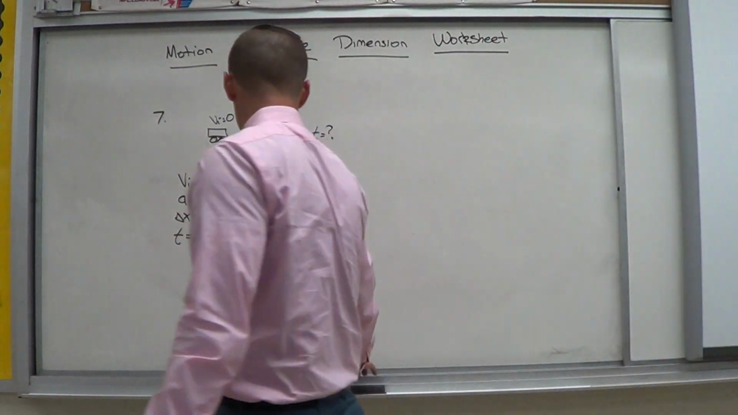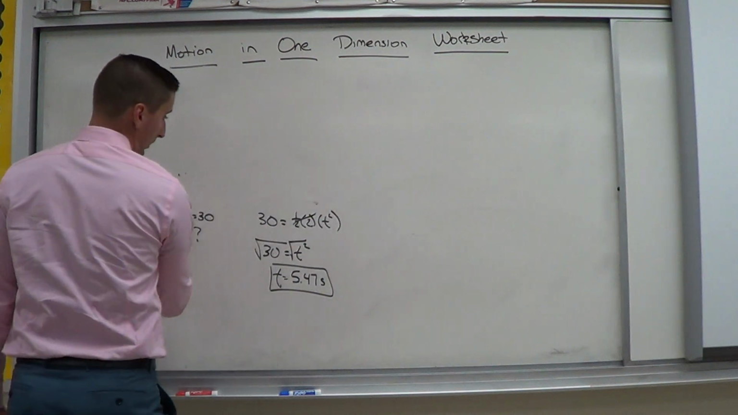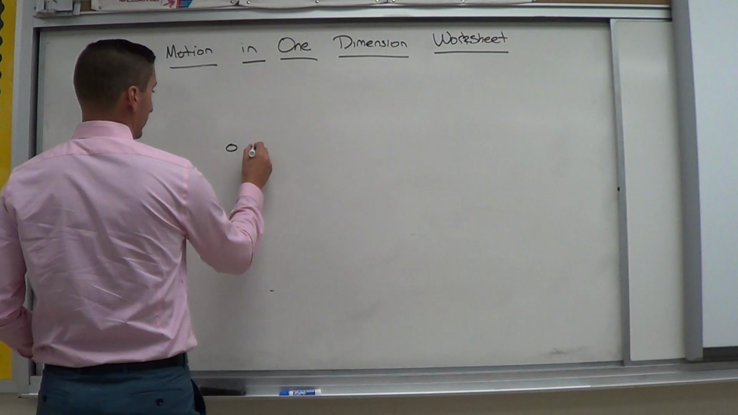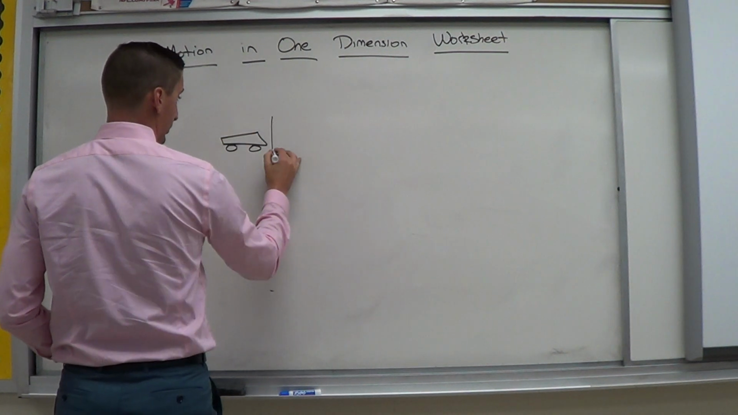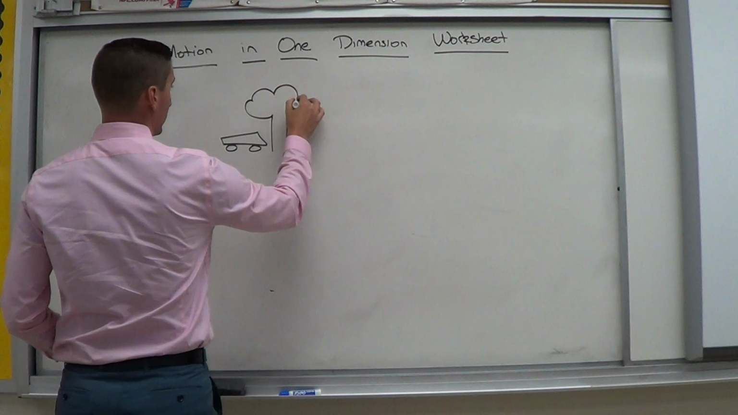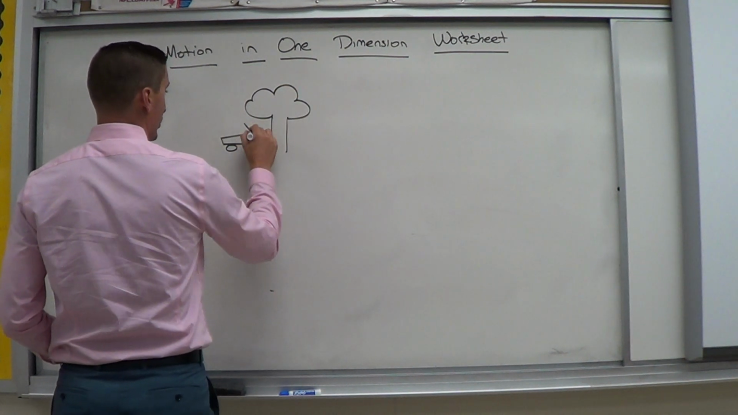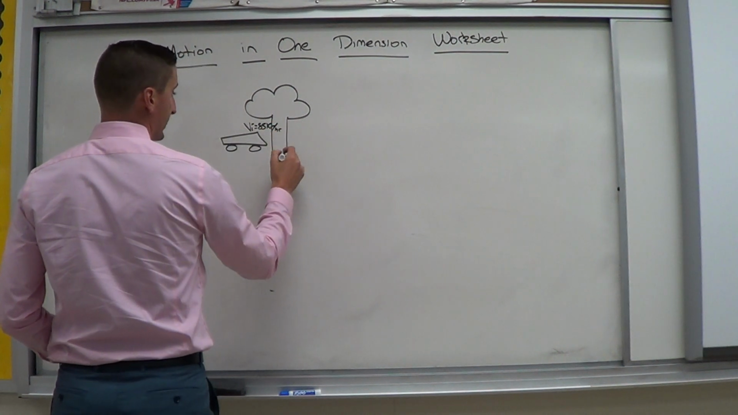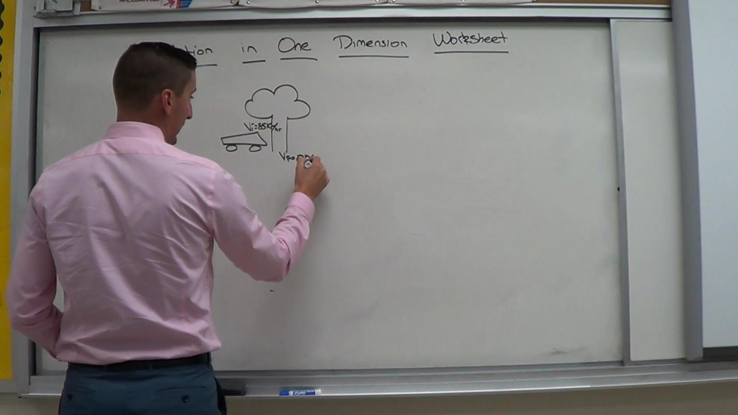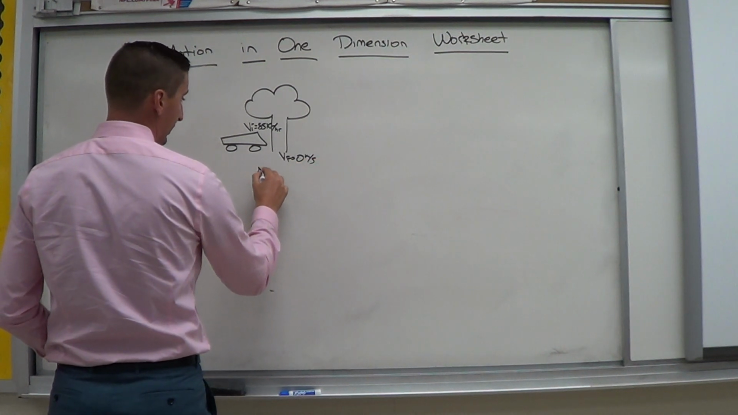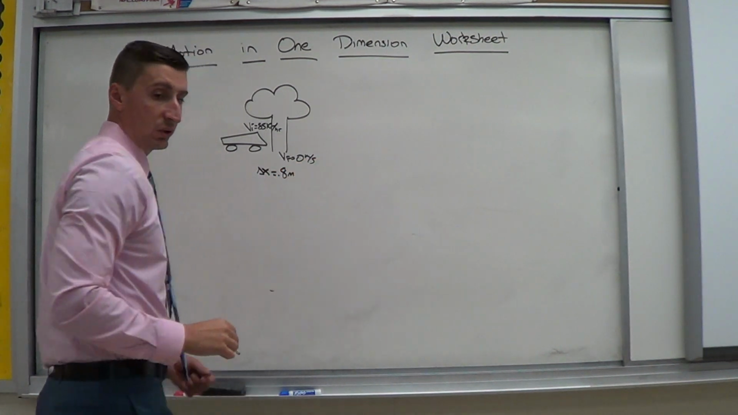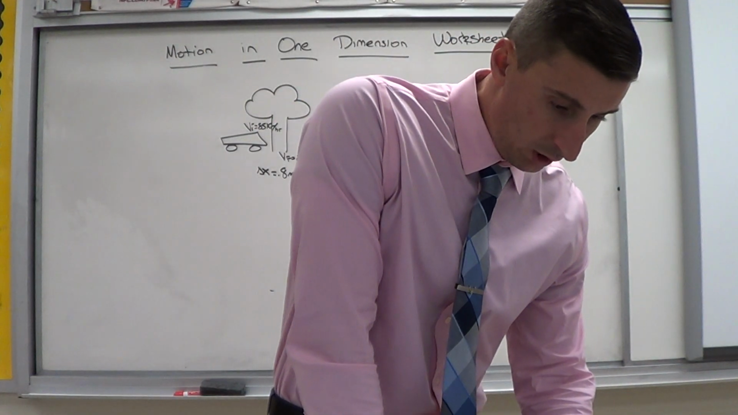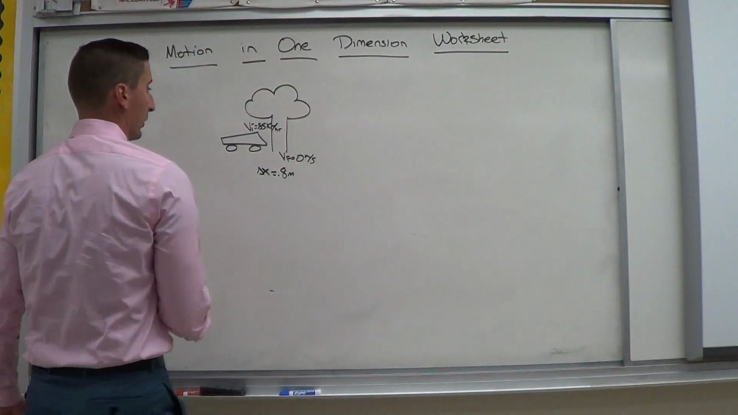So the car is traveling, hits a tree. When it hits a tree, its initial velocity is 85 kilometers per hour. After it hits the tree, its final velocity comes to a rest. It says it takes the tree 0.8 meters to stop the car. What is the acceleration? So I'm looking for acceleration.